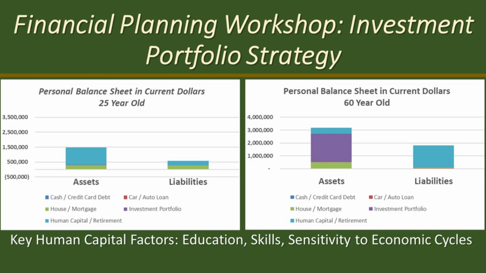For the 60-year-old, they have much less human capital and thus need to move more of their portfolio to high-quality bonds away from stocks as they near retirement, and much more so as they enter retirement. This is why young investors will have investment portfolios heavily skewed towards stocks, while older investors will be more invested in bonds.